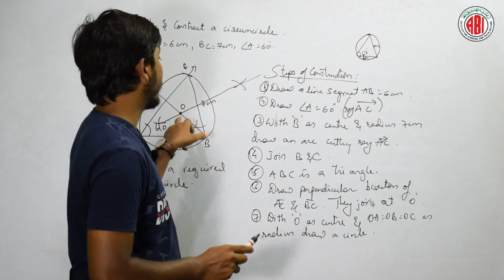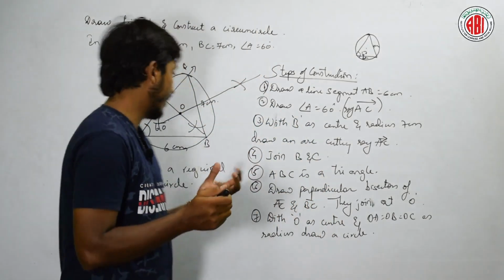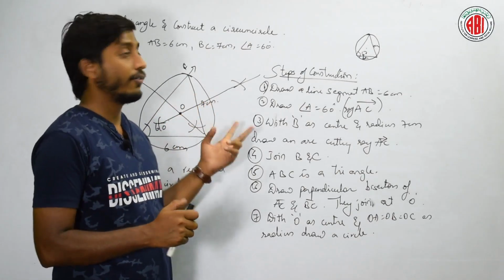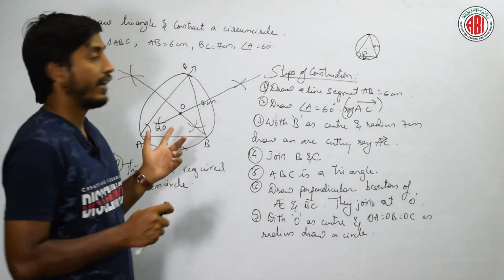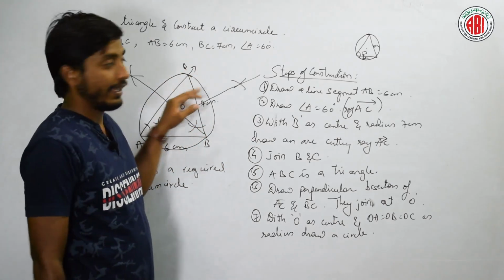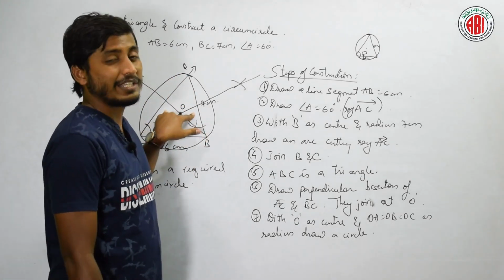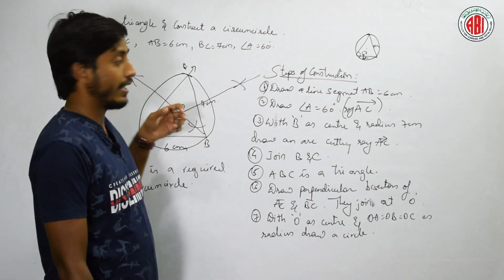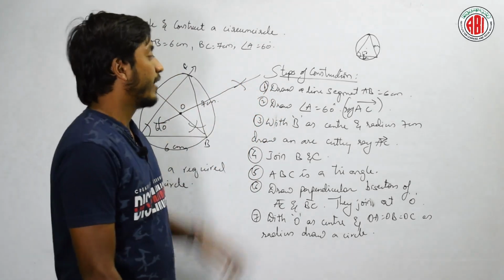Clear? Then this point can be called the circumcenter. Now tell me, what is a circumcenter? It is the point of intersection of the perpendicular bisectors of the sides of any triangle. What did we do here? First we draw a base, then the angle, then cut an arc, then form a triangle, then draw perpendicular bisectors of any two sides. They meet at a point, and with this as center and OA or OB or OC as radius, we draw a circle. Clear?